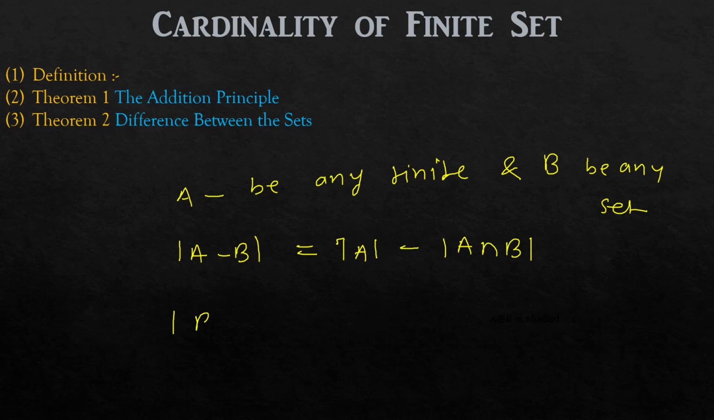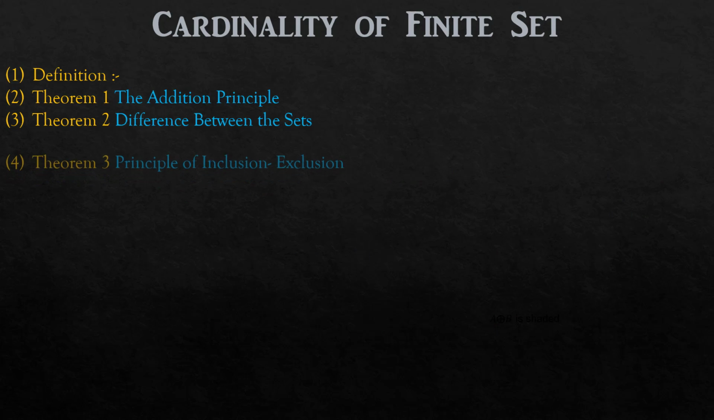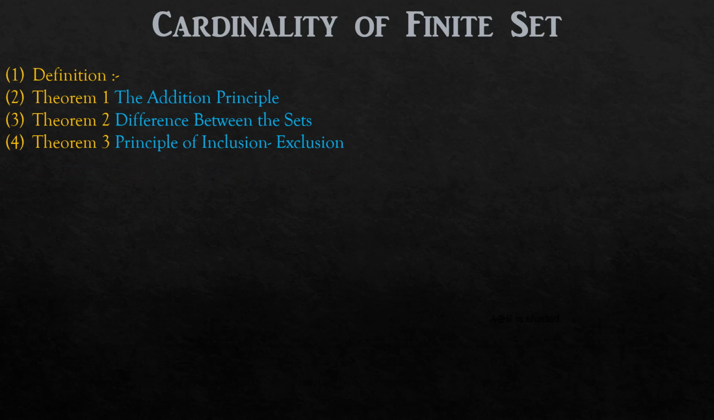Otherwise, if we have to find B minus A, at that time we get n(B minus A) is equal to n(B) minus n(A intersection B). So these are the two points related to the difference between the two sets. Next theorem, the most important theorem, the principle of inclusion exclusion. It is related to two sets.